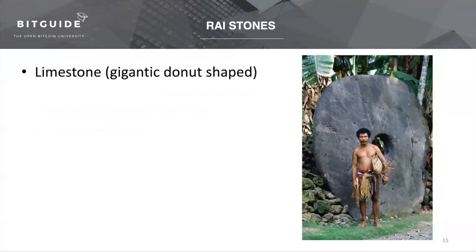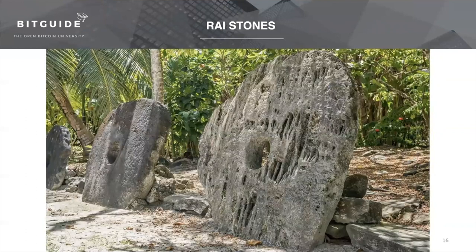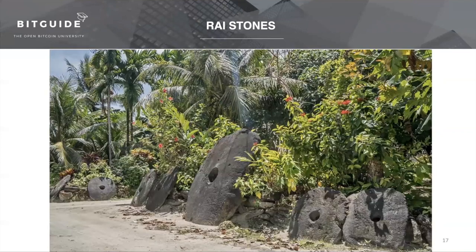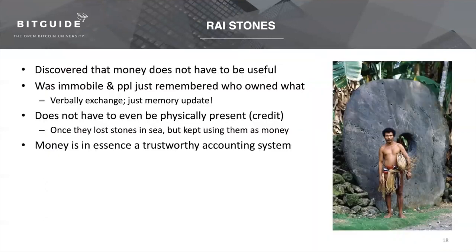People have also used stones as money. Ray stones are very famous for their use in the Yap Islands. These were limestones, gigantic donut shaped. And generally you would find them lying around in a village like this. They didn't even have to be exchanged. And people naturally knew who owns which stone.